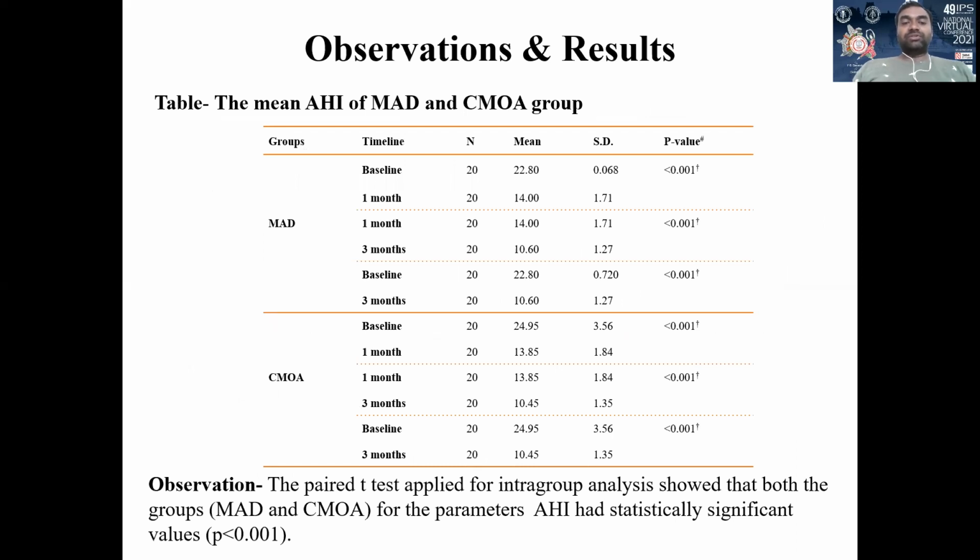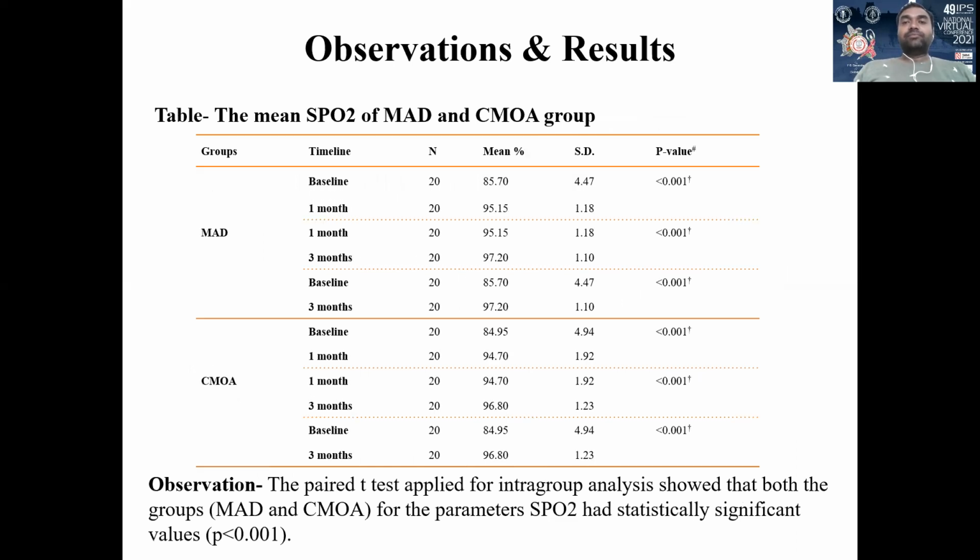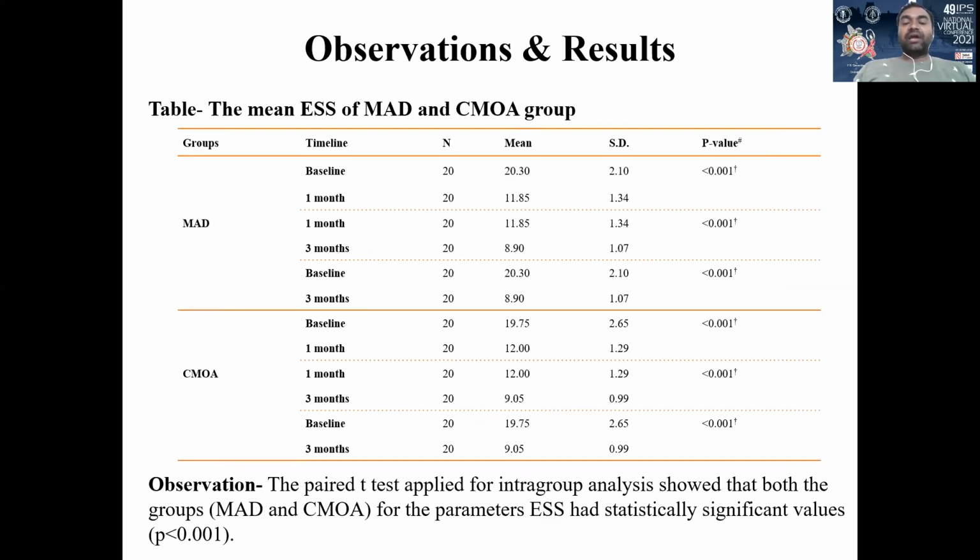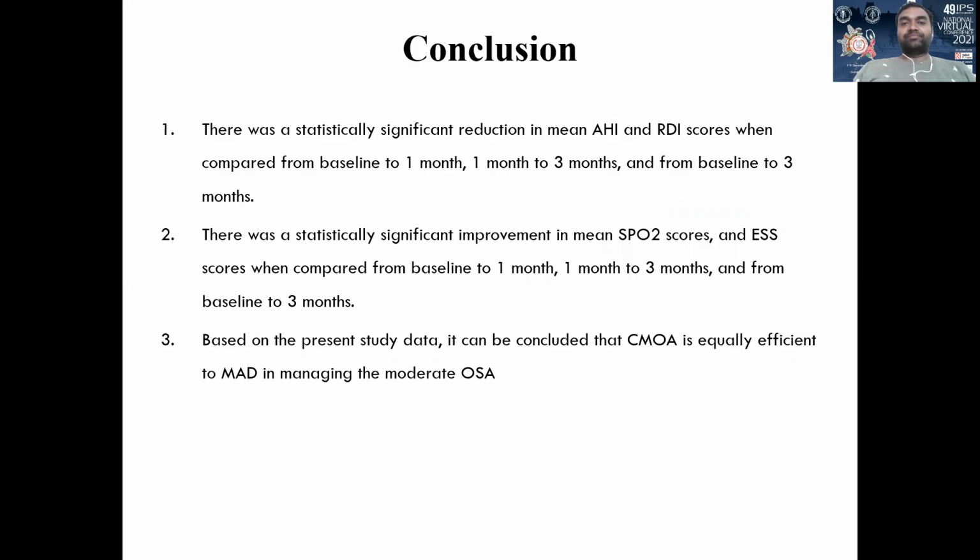These were the observations. When the paired t-test was applied, the intra-group analysis showed that in the mandibular advancement and customized maxillary oral appliance groups, the parameter AHI had a statistically significant p-value. Similarly, it showed a significant p-value with SpO2, RDI, and Epworth Sleepiness Scale.